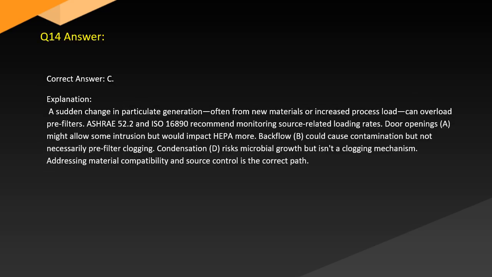Answer. Correct answer: C. Explanation. A sudden change in particulate generation, often from new materials or increased process load, can overload pre-filters. ASHRAE 52.2 and ISO 16890 recommend monitoring source-related loading rates. Door openings (A) might allow some intrusion but would impact HEPA more. Backflow (B) could cause contamination but not necessarily pre-filter clogging. Condensation (D) risks microbial growth but isn't a clogging mechanism. Addressing material compatibility and source control is the correct path.